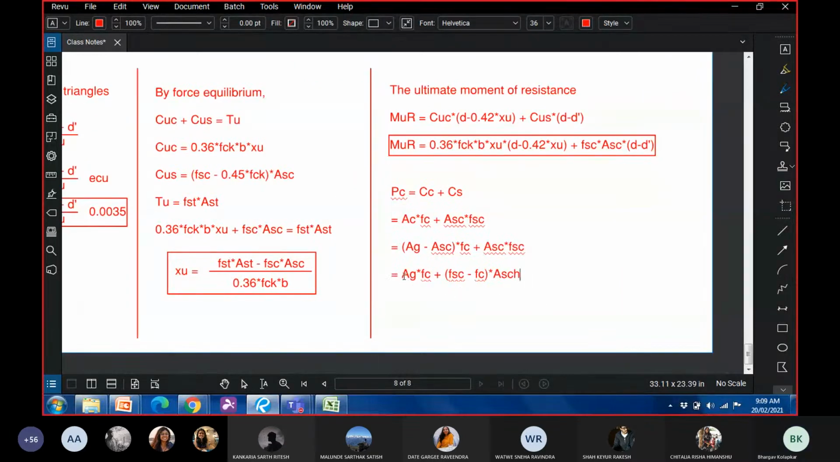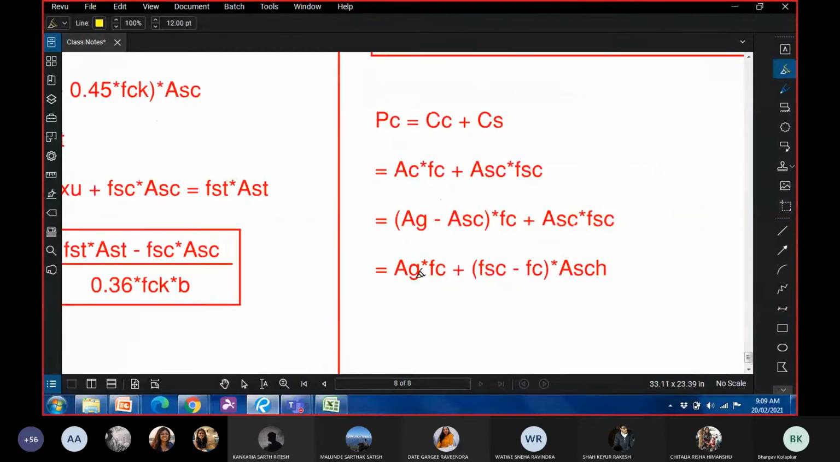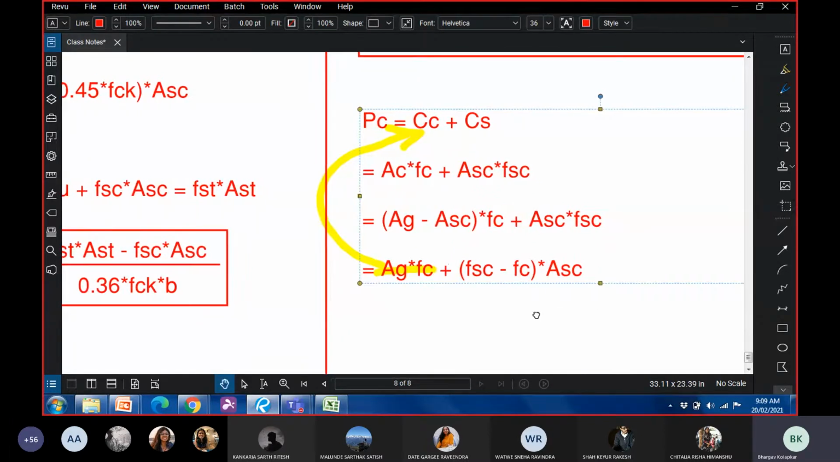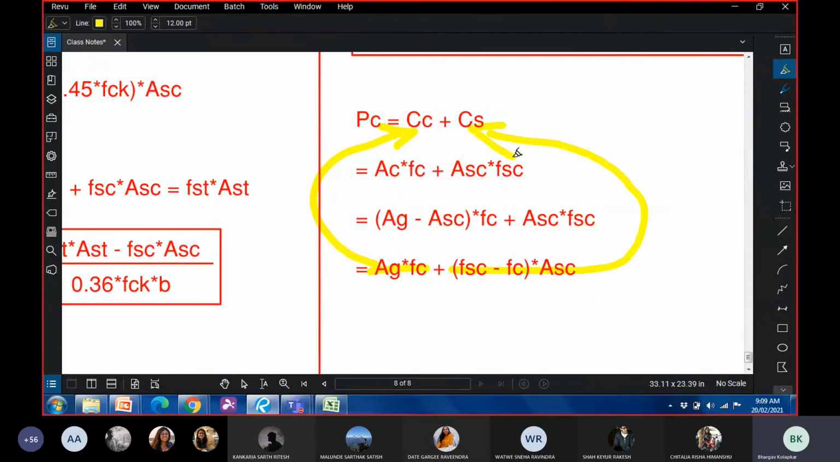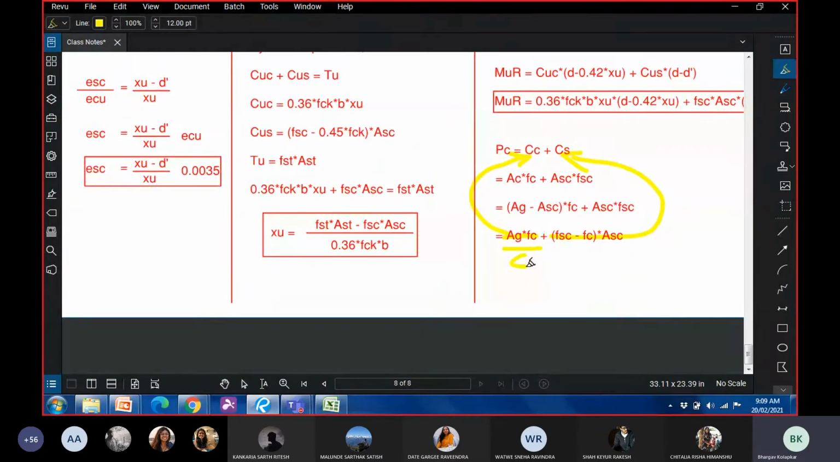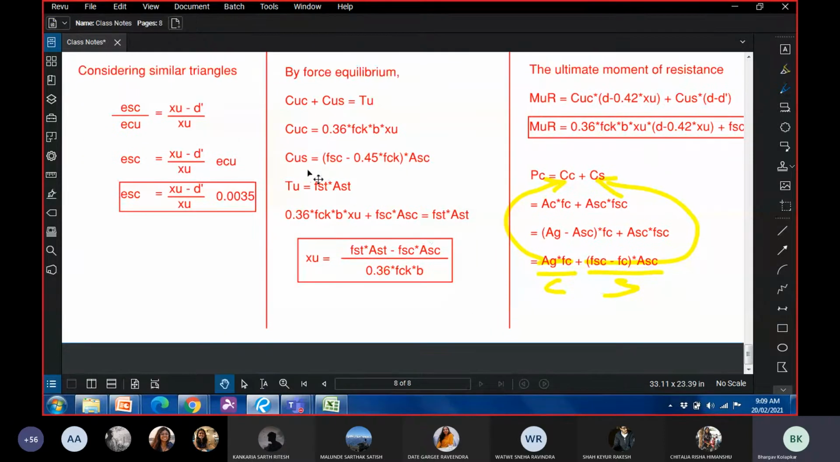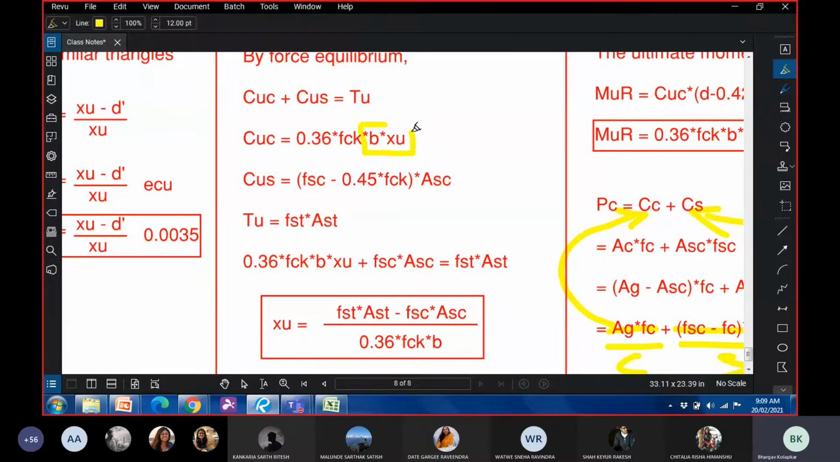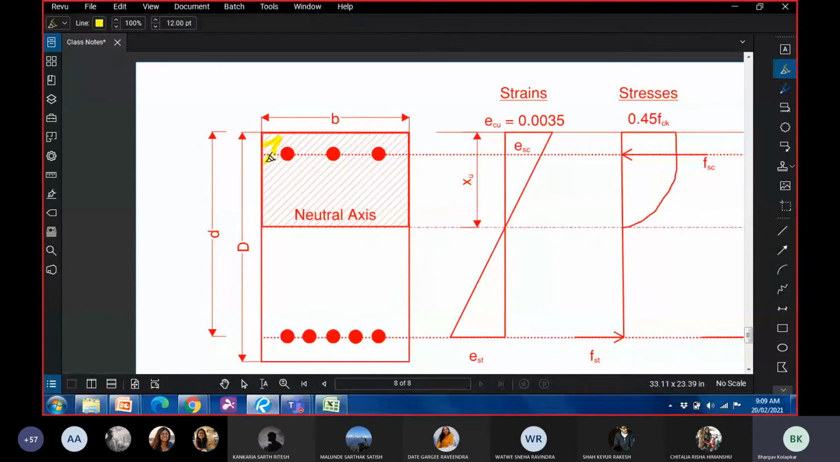so the first term implies the contribution of concrete, and the second term, okay, this is a typo, yeah. And the second term implies the compression in steel. So we divided this as the contribution of concrete and steel. And that is why we could write CUC is equal to 0.36 FCK BXU. Now, please understand that BXU is the gross area. It is not the area of concrete. This area also includes the area of steel. And therefore, it is gross area and it is not only the area of concrete.